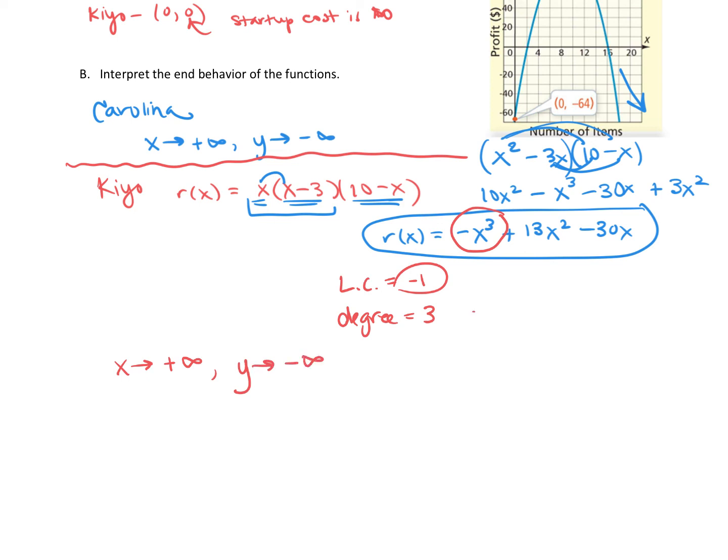And then the degree tells us what's happening on the left side of the graph, because that's an odd degree. On the left side of the graph, as x approaches negative infinity, you'll have opposite end behaviors. y will approach positive infinity. But that negative side doesn't make sense in the context of this question because he's making a positive number of flower pots. So this is similar to Carolina's situation where, as he makes more flower pots, at some point, his profit is going down. It's going to approach negative infinity. So there is a finite number of flower pots he can make as well before he starts losing money.